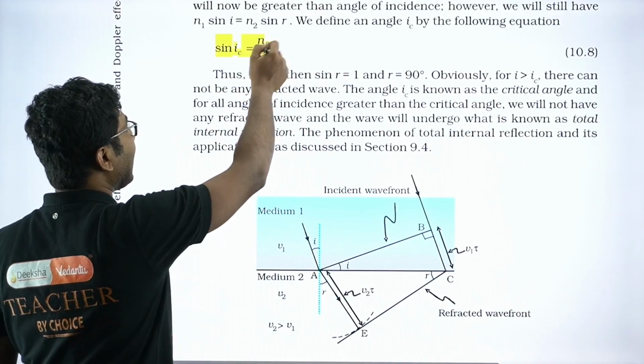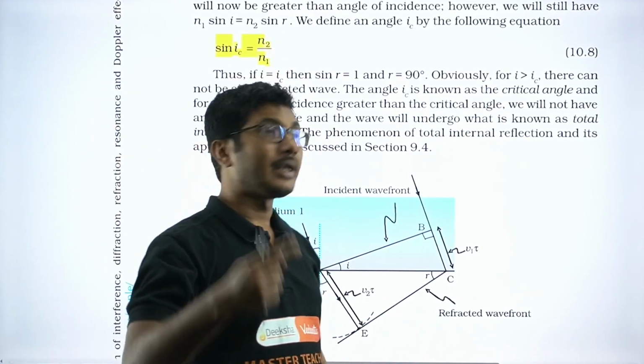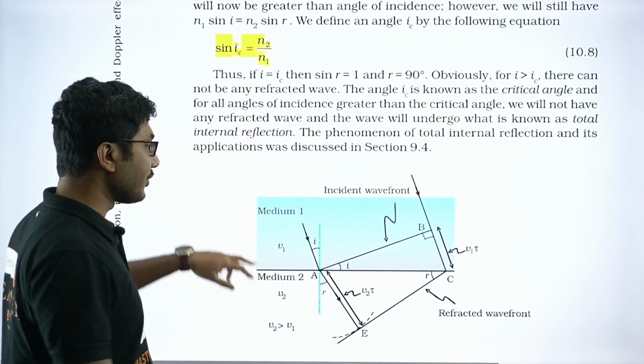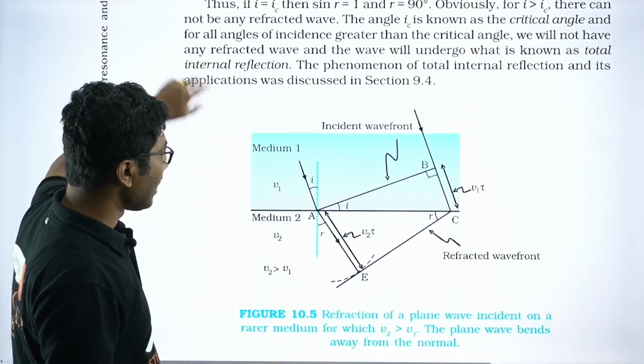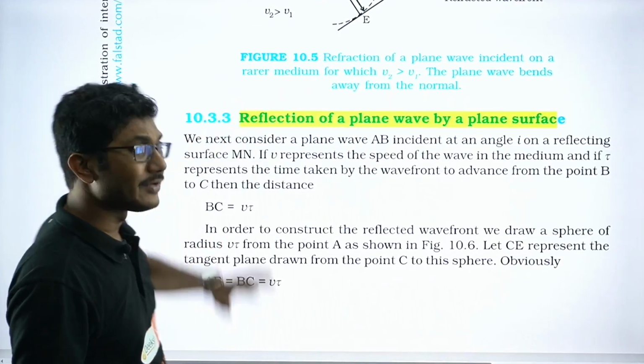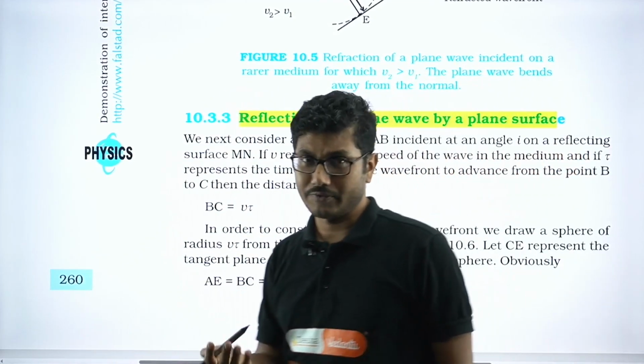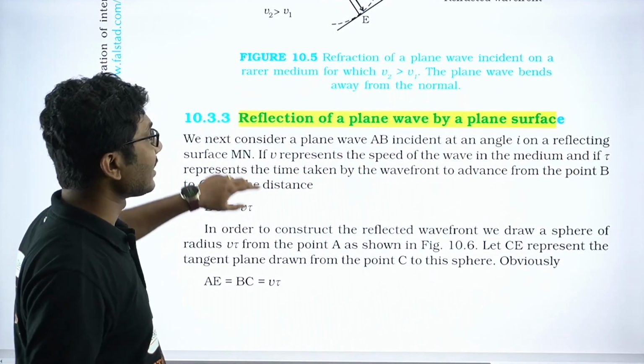In general, n2 is air, so n2 is given as 1, so sin theta IC is equal to 1 by n1. Based on that, a lot of questions come, so you have to remember this concept. Otherwise, this derivation is not required, only the first derivation is required, the second derivation is just a part of it, right? Next is reflection at a plane wave surface.